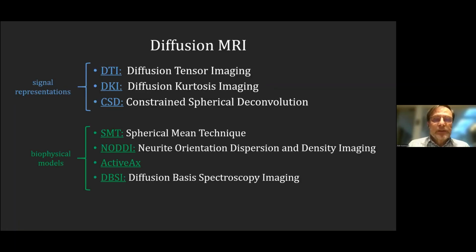There are different ways of analyzing and interpreting diffusion data. Typically, they can be divided into two types of technique. The one group would be the signal representation, and the other one biophysical models. So in this presentation, I'll be talking exclusively about the diffusion tensor imaging, but we have used these other techniques in other studies as well.